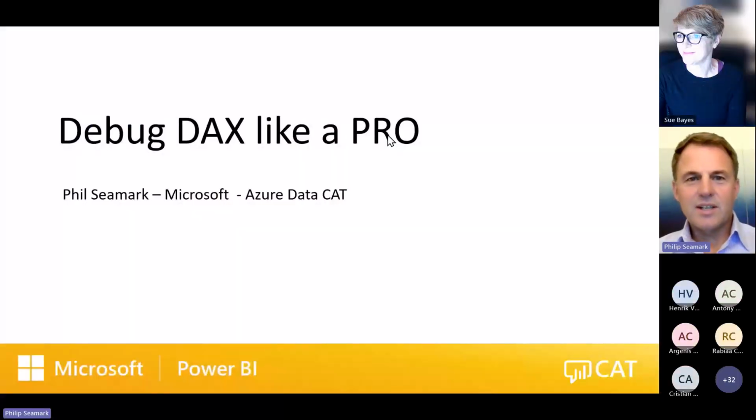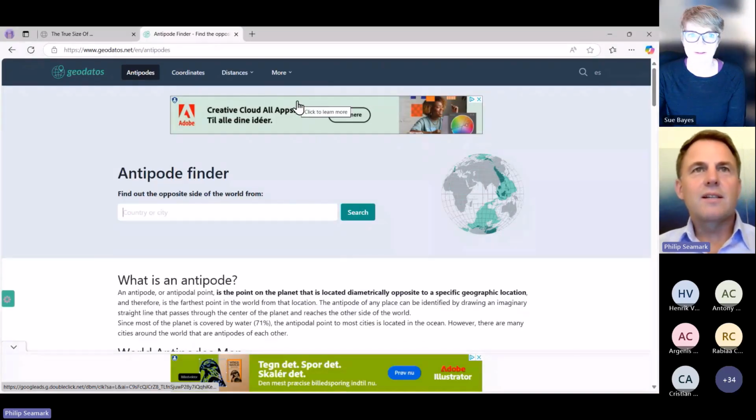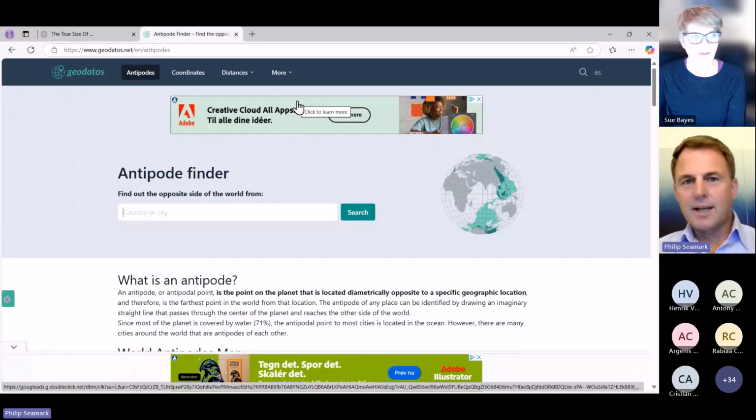So hopefully you can actually see the introduction slide. But when I am traveling, sometimes what I often like to do before we get into the weeds of the presentation is start with a little geography lesson. So if this works, what I might do is bring up a website that is called the Antipode Finder.